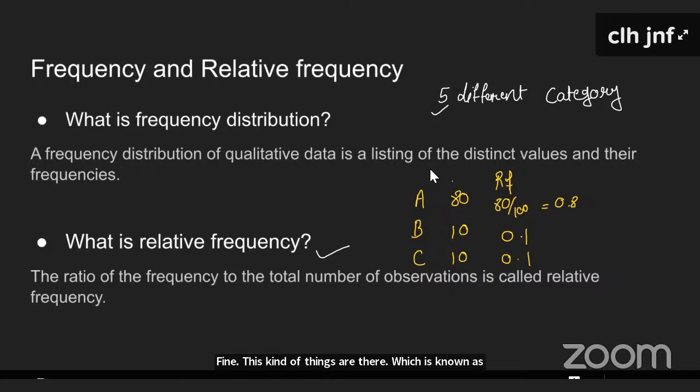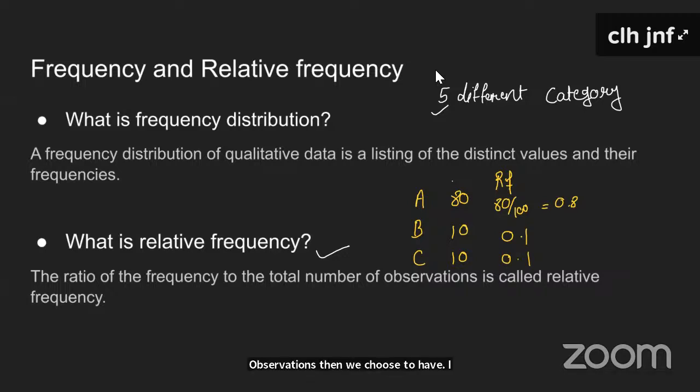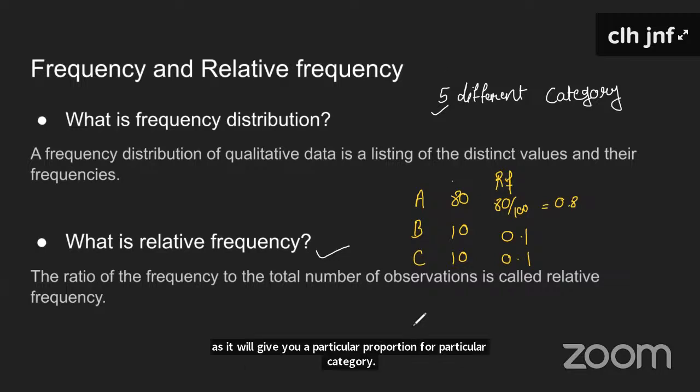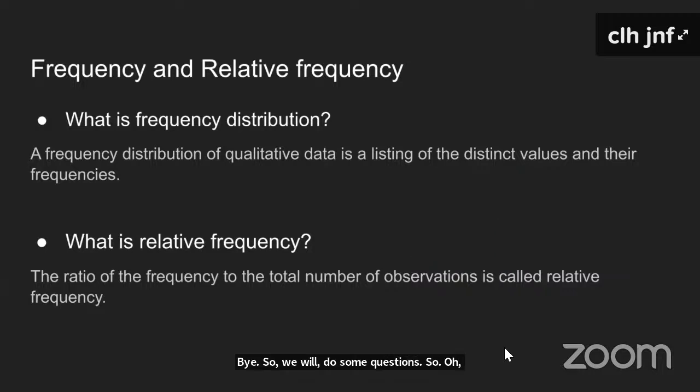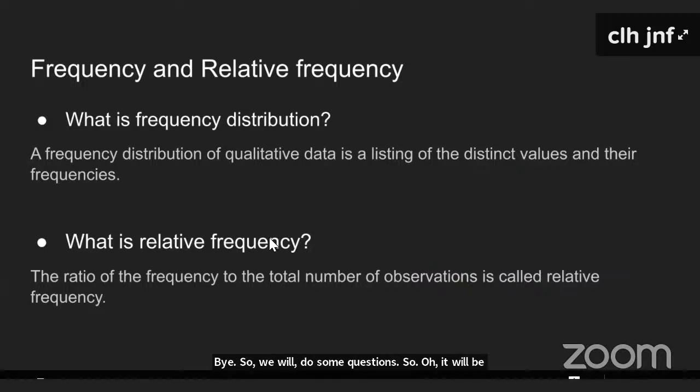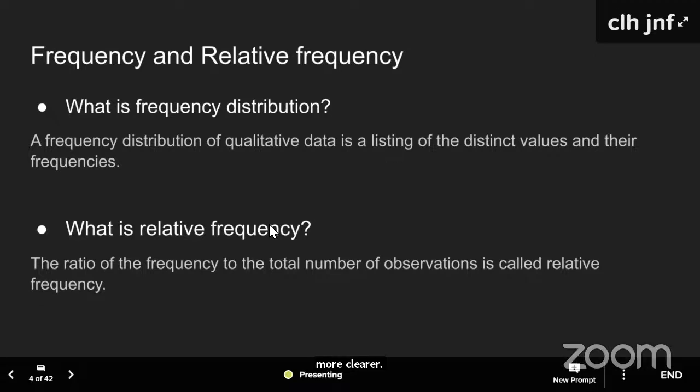Fine. This kind of thing is known as relative frequency. So in general, when we want to talk about any categories or observations, we choose to have relative frequency, as it gives you a particular proportion for a particular category. Fine. We will do some questions so it will be clearer. Is there any doubt regarding these 2 kinds of distribution?